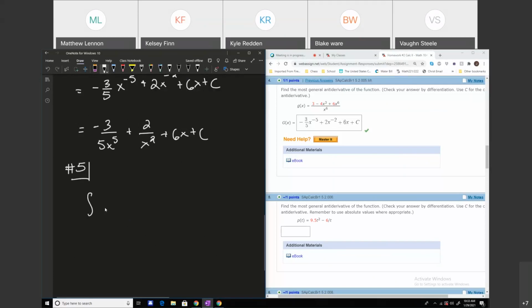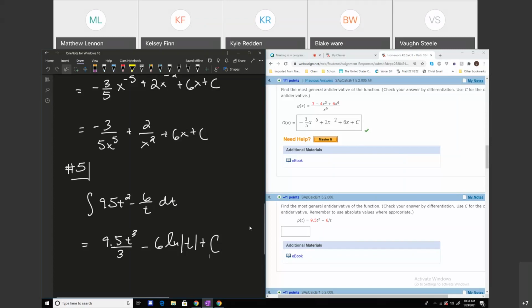We're doing the antiderivative of 9.5 t squared minus 6 over t dt. So we get 9.5 t to the third over 3 minus, remember this is 6 times 1 over t, so that'll be 6 natural log. Maybe they're dinging you if you forget the absolute value of t. 9.5 over 3, that's probably going to be a repeating decimal, so probably you're just going to have to leave it like that.